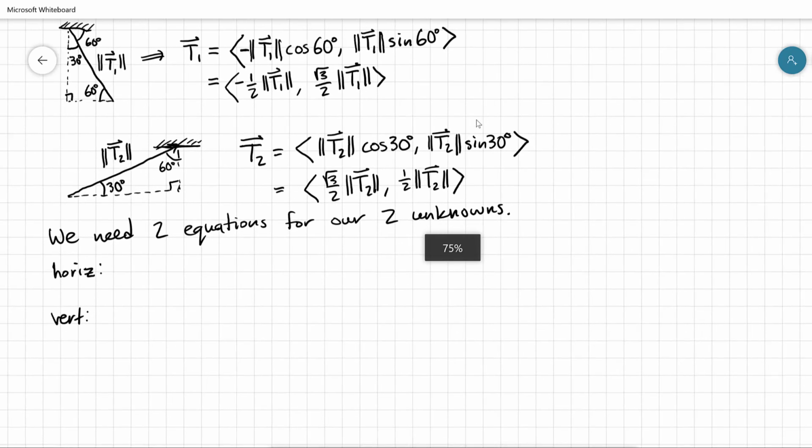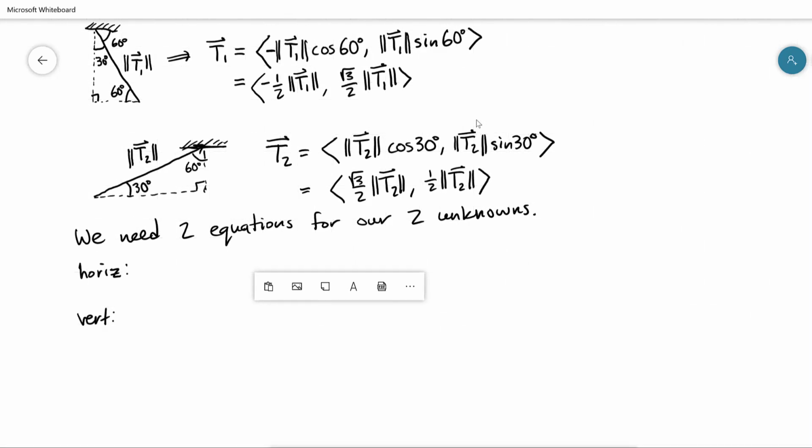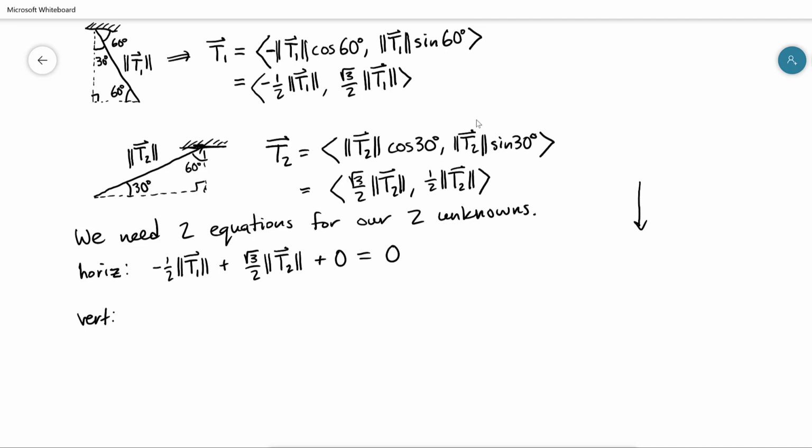So let's do that. Here are all of the horizontal components. I'm going to add the horizontal component of T1, which is -1/2 times the magnitude of T1. Then I'm going to add to that the horizontal component of T2, which is √3/2 times the magnitude of T2. And the horizontal component of F, you'll remember it was pointing straight down, so it was 0. It had no horizontal component, and all of those need to add up to 0.